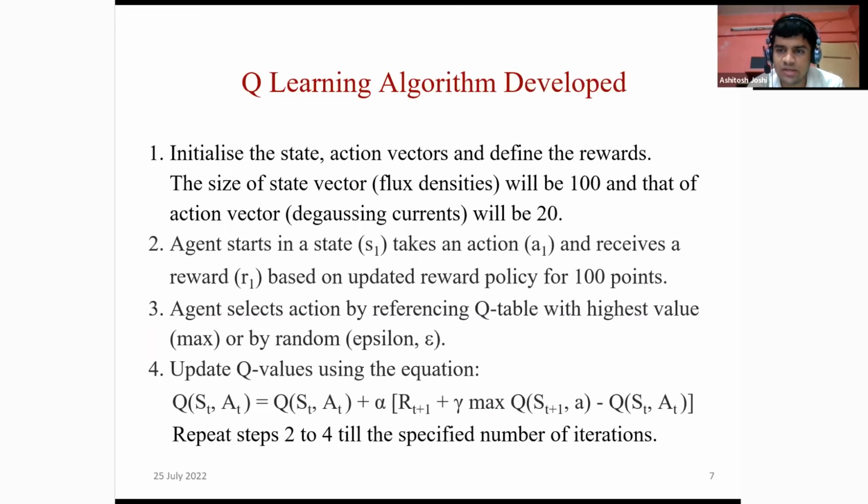The first step, as I already mentioned, is initializing the state and action vectors and defining the rewards. Second step, the agent will start with some random state. The agent will take some action and receive a reward.